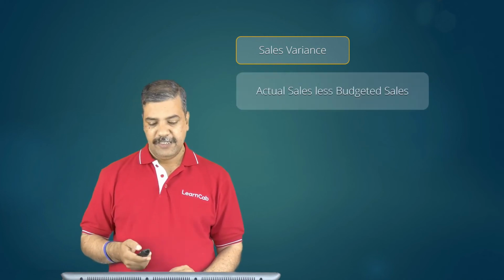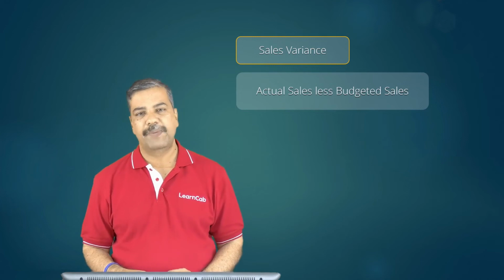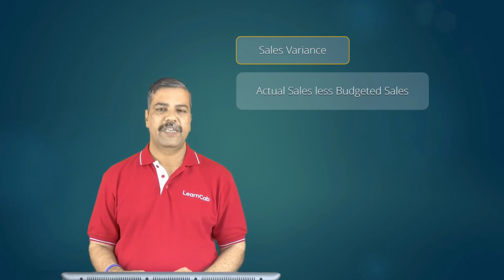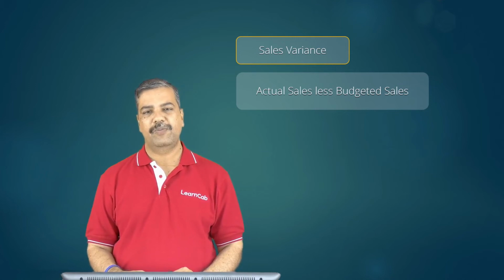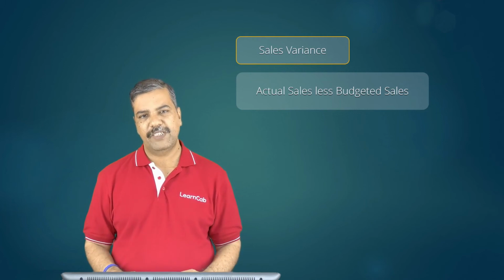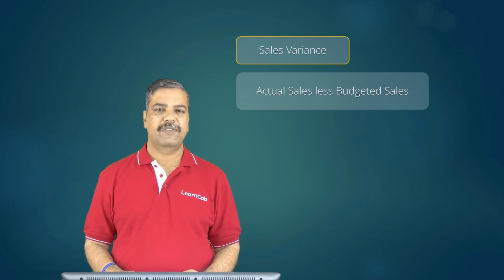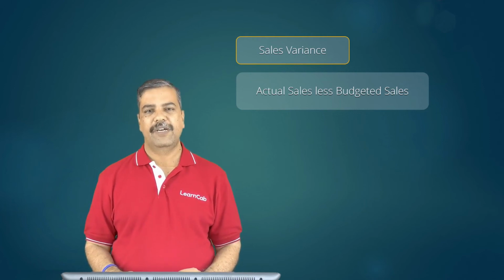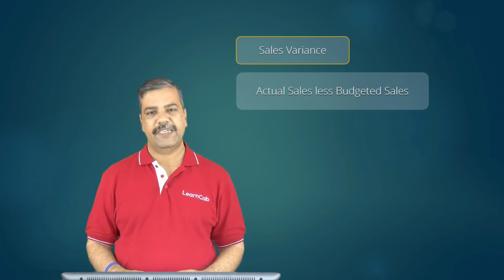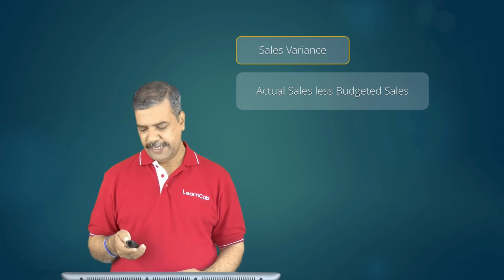Let us see that. Sales variance is actual sales less budgeted sales. In simple terminology, this is the difference. What is it that you budgeted, and what are the actual sales? You prepare a sales budget, right? So where did you stand? How did you fix your standard for sales? What is the volume of sales you wanted to achieve and what have you actually achieved? The difference between actual sales and budgeted sales is sales variance.